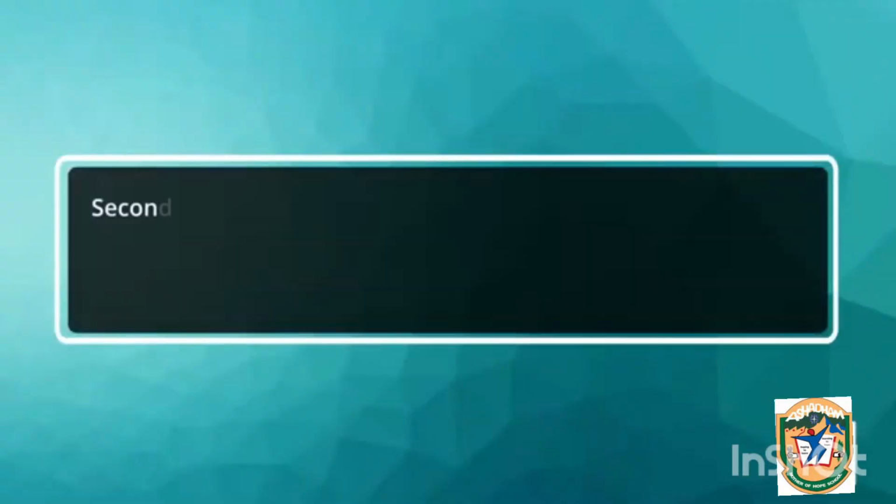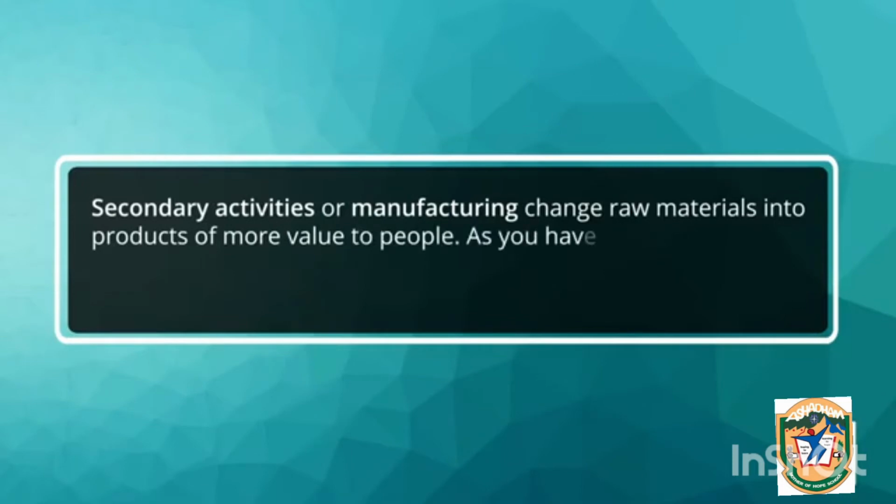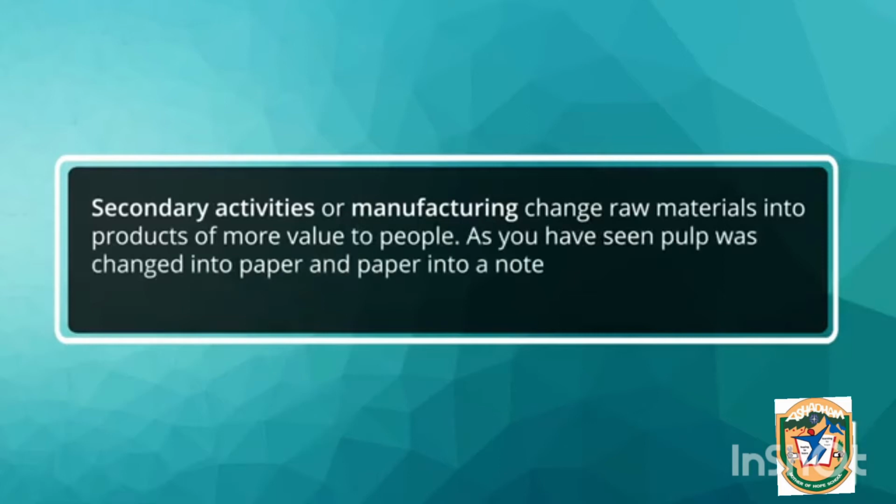So, manufacturing or secondary activities are the process through which raw materials are converted into products. These products can be valuable to people in different ways. In the example I gave, pulp is changed into paper and paper gets converted into notebook. These are two processes of manufacturing.